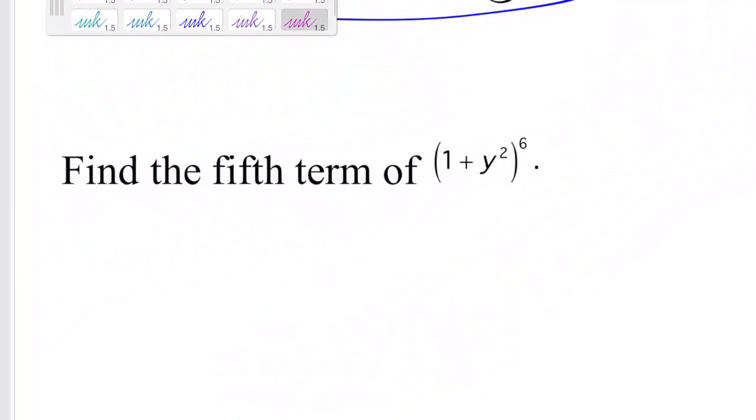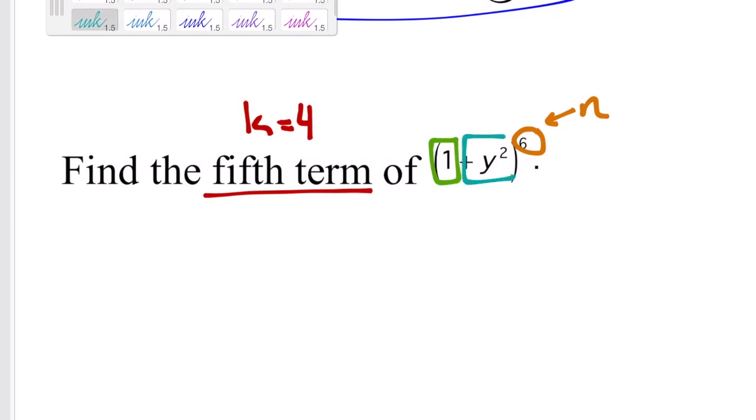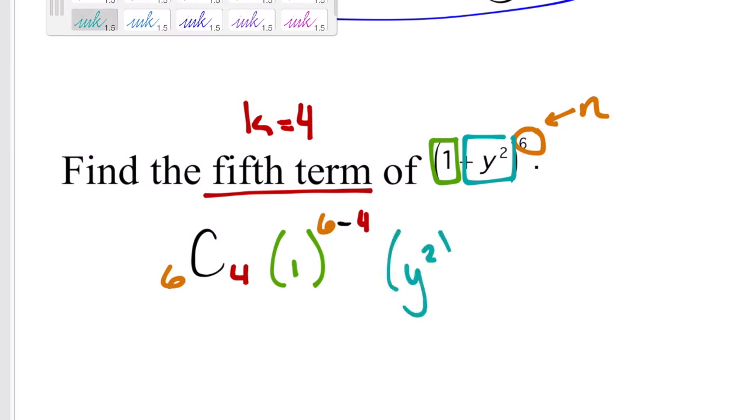So now they want us to find the 5th term. So remember, k is what we need, and k is always 1 less than what our term number is. Because we're looking at the 5th term, k is going to be 4. My n is that 6. And then my first term is 1. My second term is y squared. So I'm going to start plugging this stuff into the combo formula. So I've got 6, which is my n, combo 4, the k, and then I have 1 to the n minus k, and then my b term, which is my y squared, is always going to be to the power of k, so in this case 4.